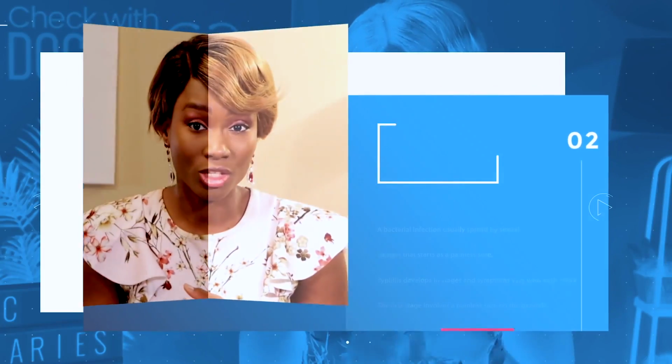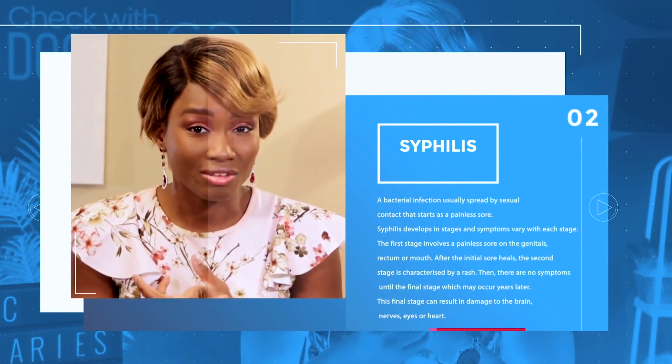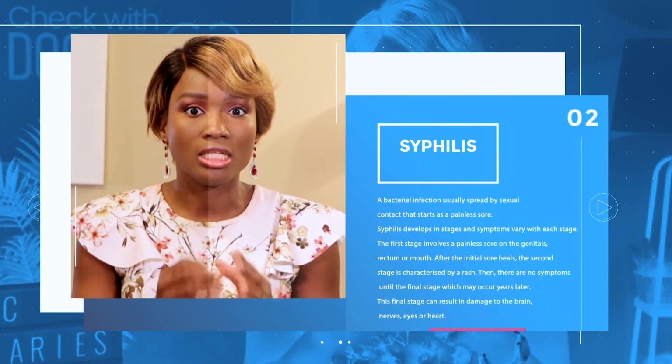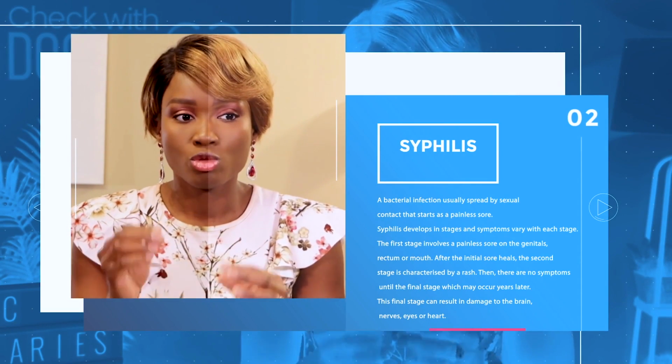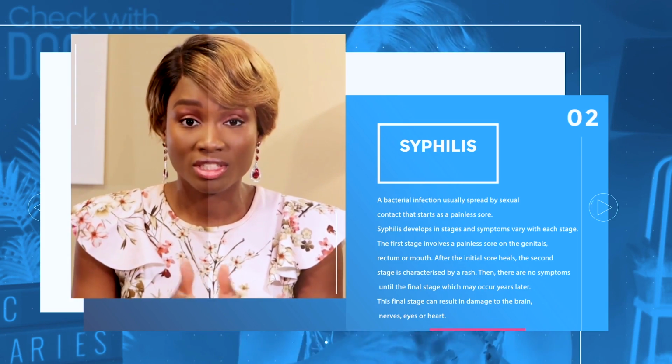Another infection that could put you at risk of a miscarriage is a sexually transmitted infection known as syphilis. Syphilis is a sexually transmitted infection, and normally it's difficult to treat. So normally when you go for your antenatal, one of the infections that your doctor will test you for is syphilis, because it's dangerous in pregnancy.